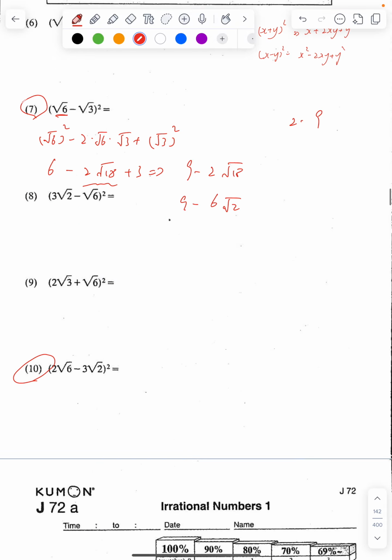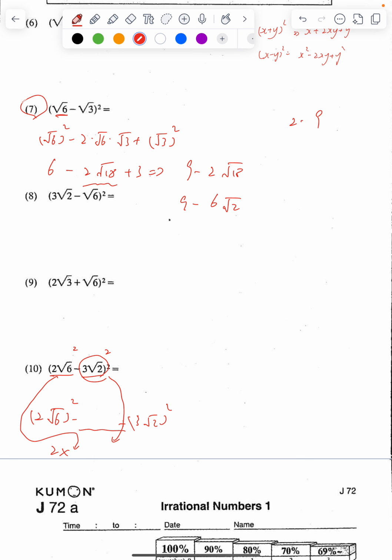For question number 10, again, this guy to the power of 2 and this guy to the power of 2. I'll put it. So power of 2 and also 3 root 2 power of 2. I'm going to put it over here. And then in between is basically 2 times whatever this is and whatever this is. Okay? So after that being said, how do we calculate 2 root 6 to the power of 2? First of all, 2 to the power of 2 is 4 and root 6 to the power of 2 is 6. So 4 times 6 is 24. So it's going to be 24, and at the back is plus 18, right? So 9 times 2 is 18, okay?